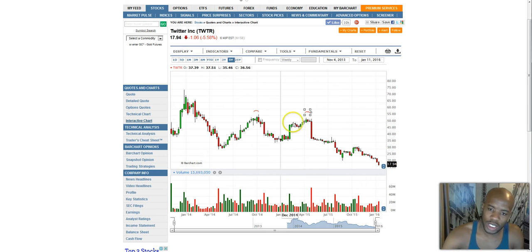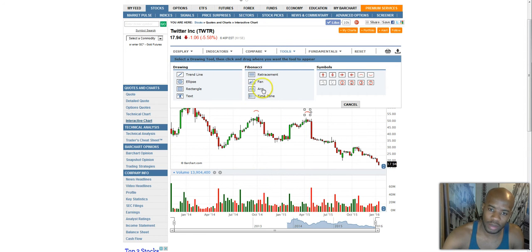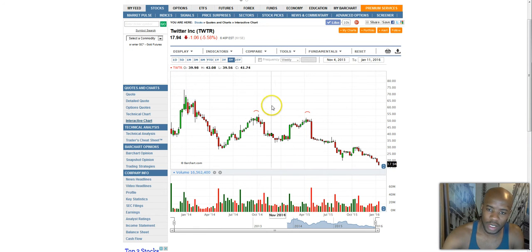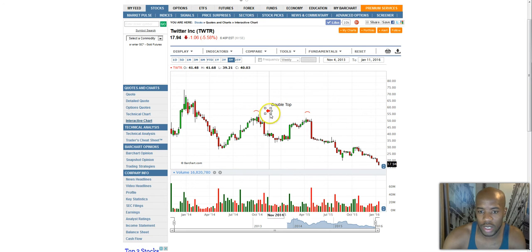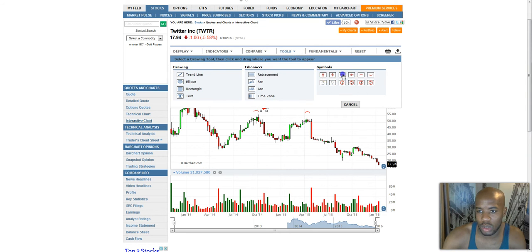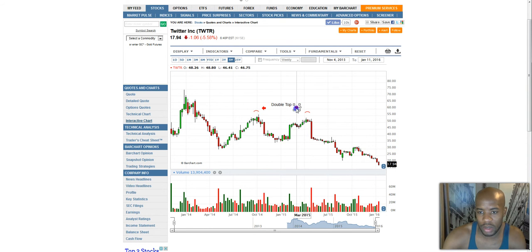So this pattern is called a double top. Let me type this in here. We're going to call it double top. Let me straighten it out a little bit. Give me two arrows to point, two-point arrows. So that's the top, one more, and that's the top. So we got a double top.